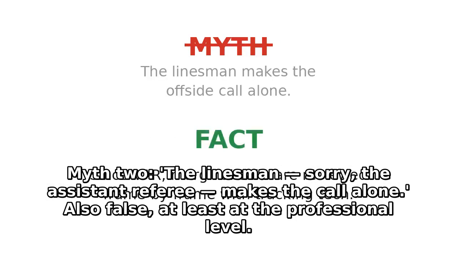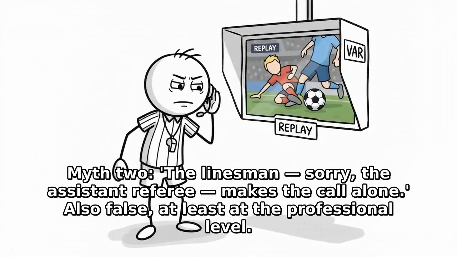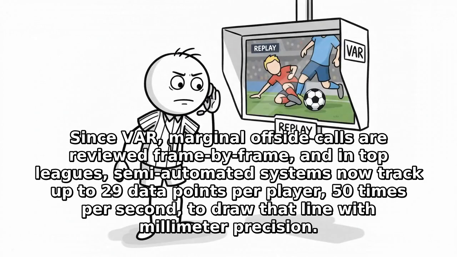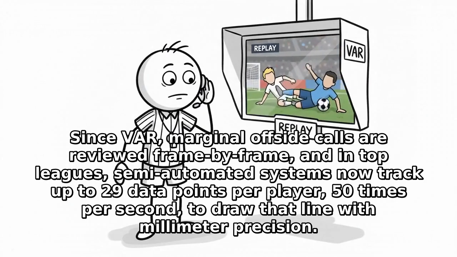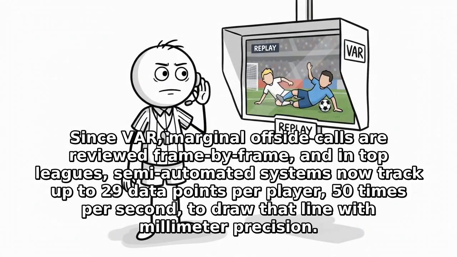Myth 2. The assistant referee makes the call alone. Also false, at least at the professional level. Since VAR, marginal offside calls are reviewed frame by frame, and in top leagues, semi-automated systems now track up to 29 data points per player, 50 times per second, to draw that line with millimeter precision.